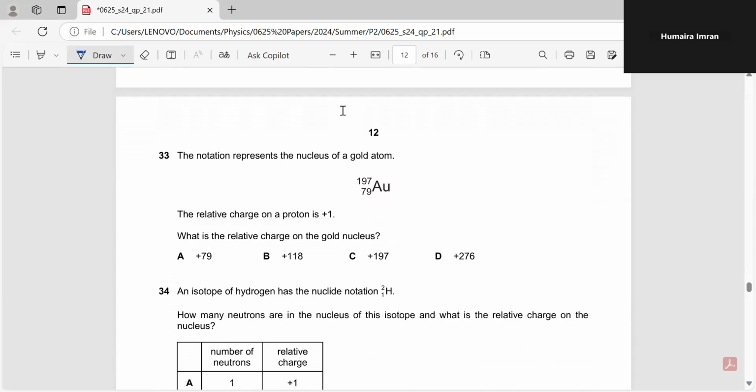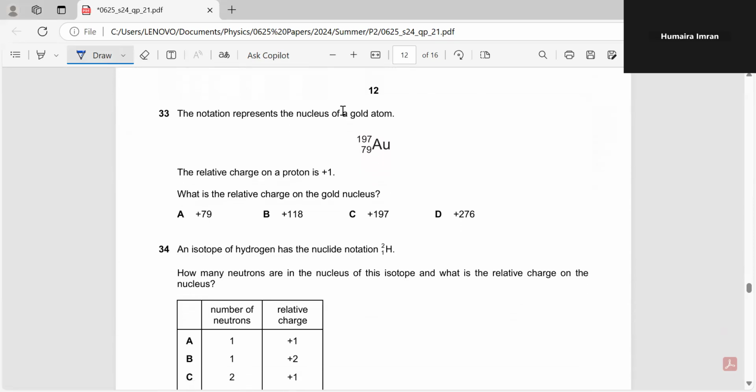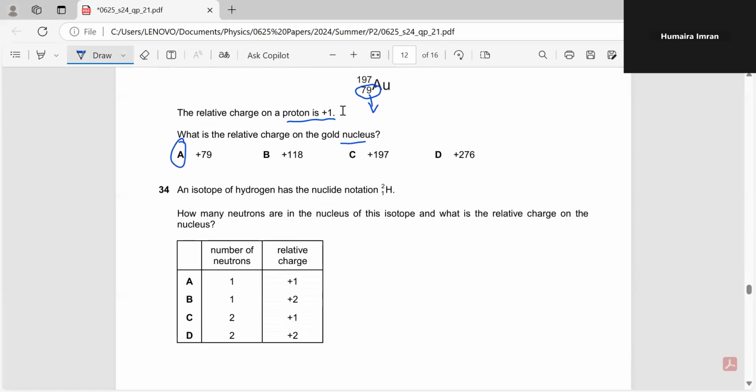Question 33. The notation represents the nucleus of a gold atom. The relative charge on a proton is +1. What is the relative charge on the gold nucleus? The relative charge on a proton is +1, and they are asking for the nucleus. In the nucleus we have 79 protons, and the number of protons is written here. So from this notation, we can say that +79 is the charge on the nucleus.